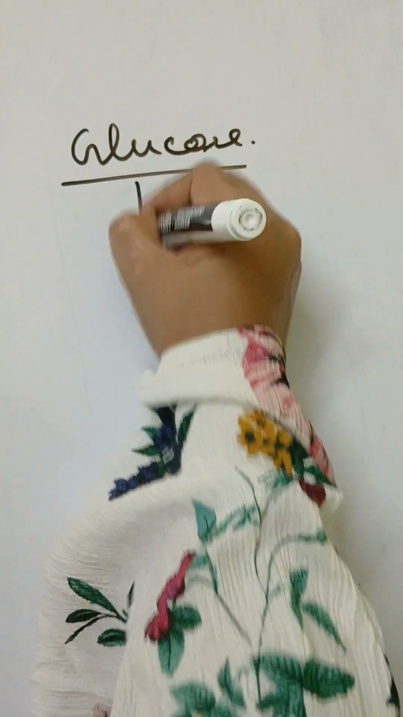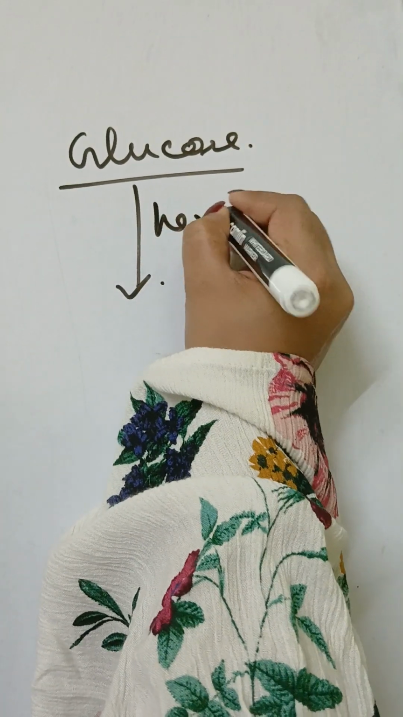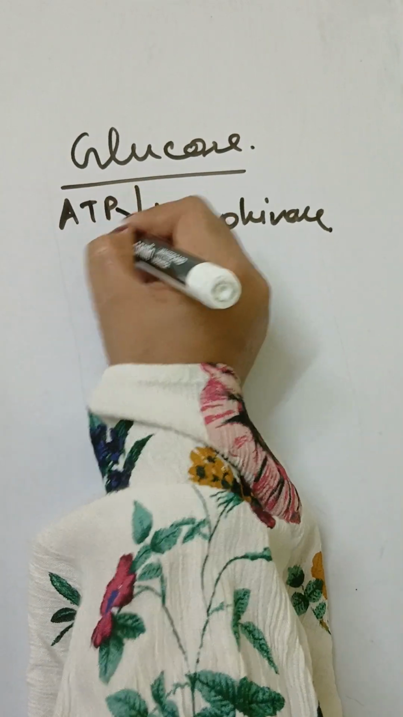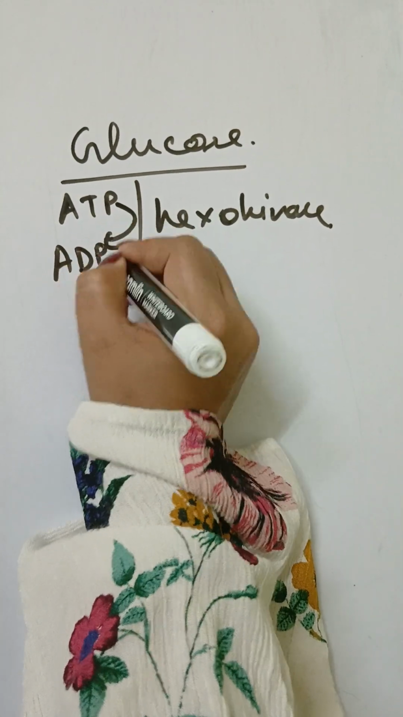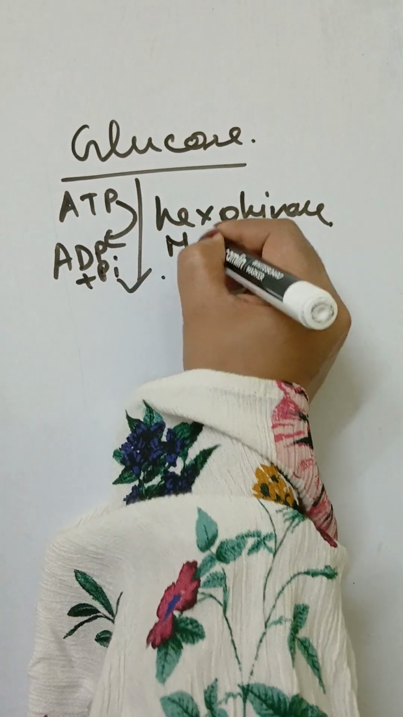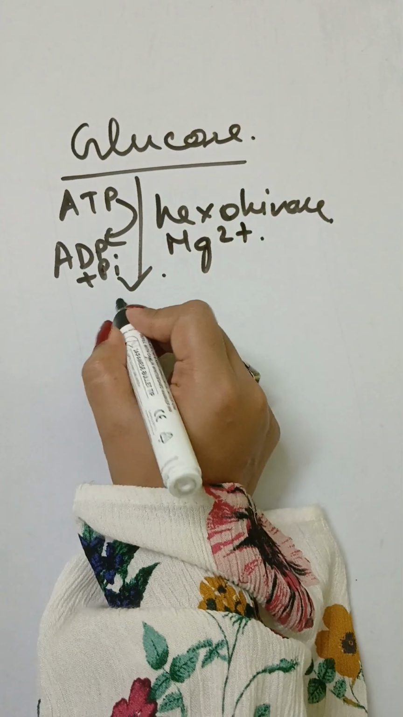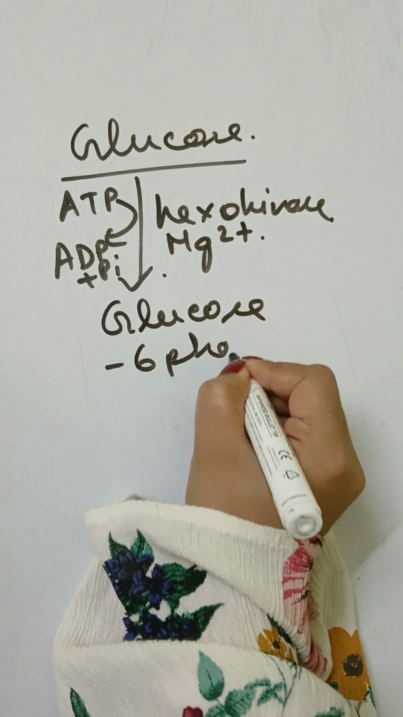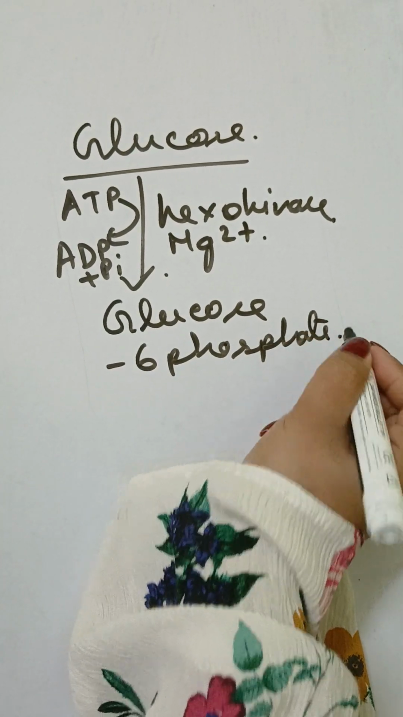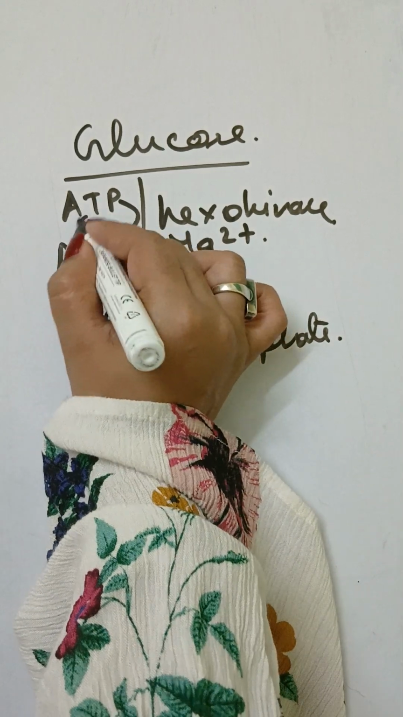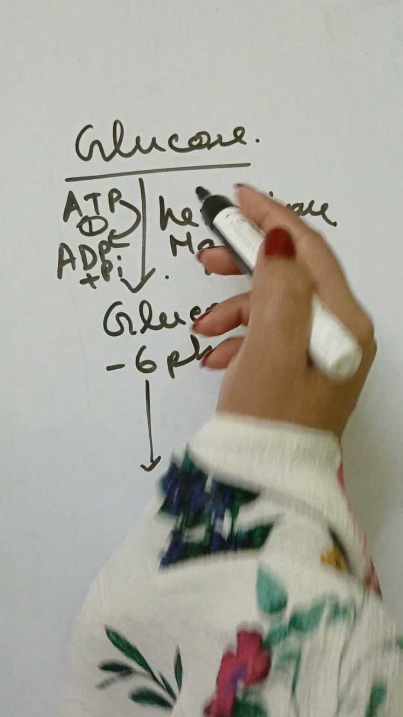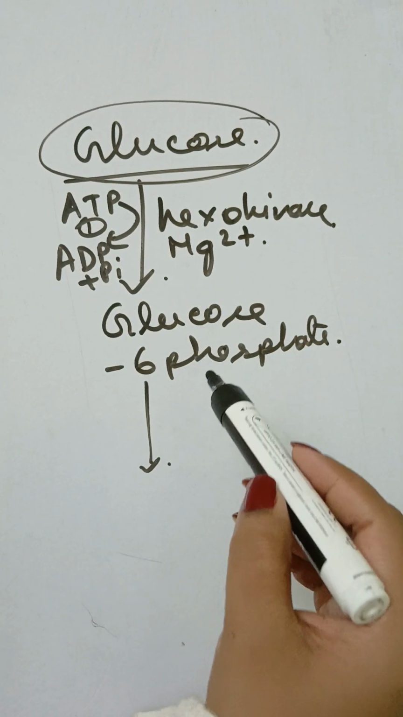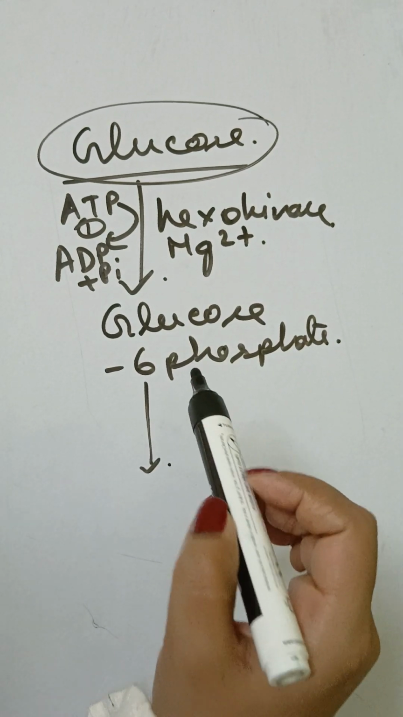Now from glucose, with the help of the hexokinase enzyme, and also there is a need of energy, ATP to ADP plus Pi, and Mg2+ is the cofactor. It will give rise to glucose 6-phosphate. Now this is the first step. Glucose is just phosphorylated. At the 6th carbon position 1 phosphate will be added. So this is the first step.